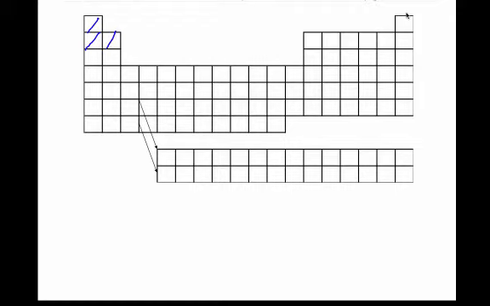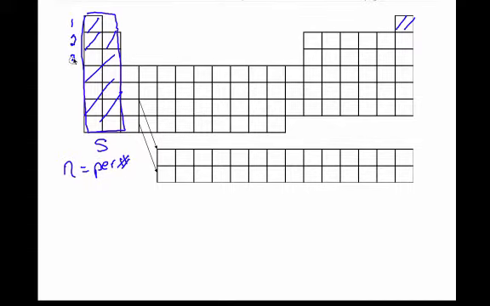These groups here, and that includes helium, this is called the S block. So all of this is called the S block. In the S block, the energy level is equal to the period number. So if this is period 1, 2, 3, 4, 5, 6, 7, this is 1s1, 1s2, 2s1, 2s2, 3s1, 3s2, 4s1, 4s2, and so forth.